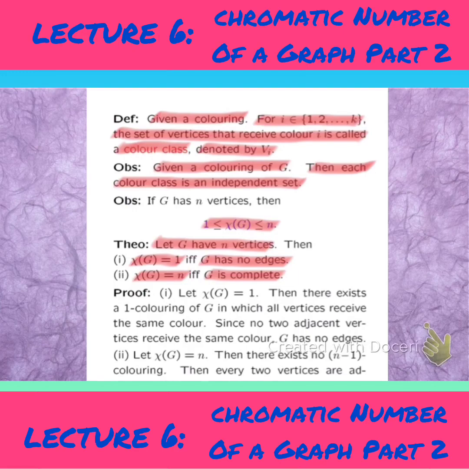So that's impossible. Again, if chi of G is 1, then there exists a 1-coloring of G in which all vertices receive the same color. And since no two adjacent vertices receive the same color, G has no edges. That's straightforward. If G has no edges, then obviously you can assign each vertex the same color. So what happens if the chromatic number of G is n? Why does it then imply that G is complete?